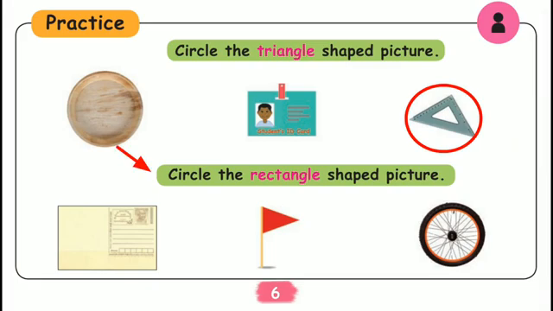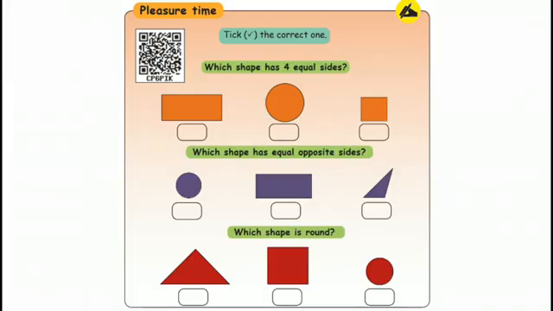Next, circle the rectangle shaped picture. Students, identify the rectangle shaped picture. Very good. Postcard. So circle the picture postcard. See the pleasure time. Tick the correct one. Which shape has 4 equal sides? Rectangle, circle or square? Very good. Square has 4 equal sides. So tick the shape square.